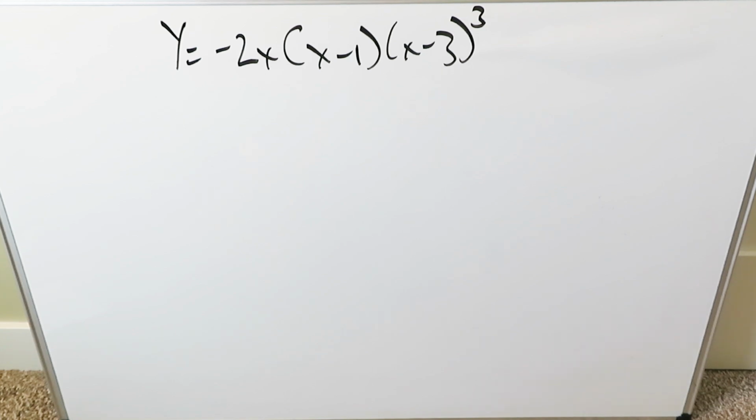With regards to this function, we have to determine the extreme values, the inflection points and the concavities. Y equals minus 2x times x minus 1 times (x minus 3) whole cube. How can we work with this?